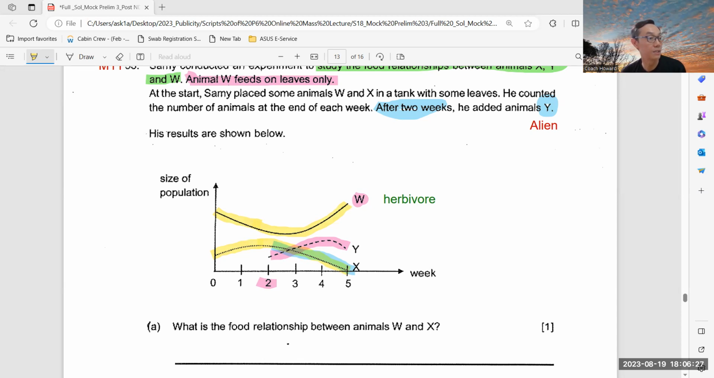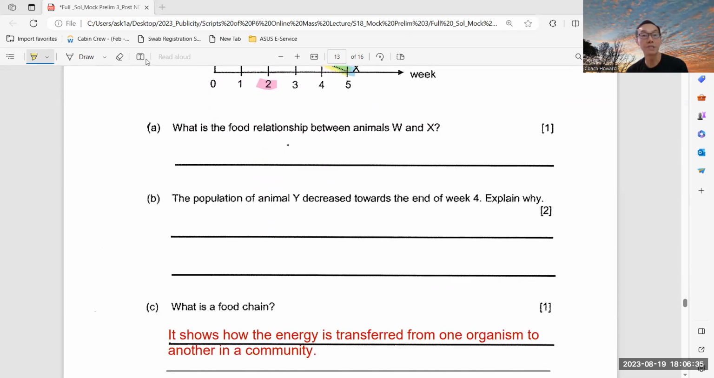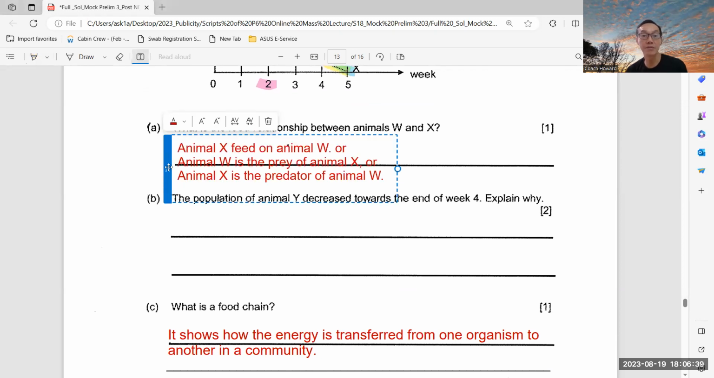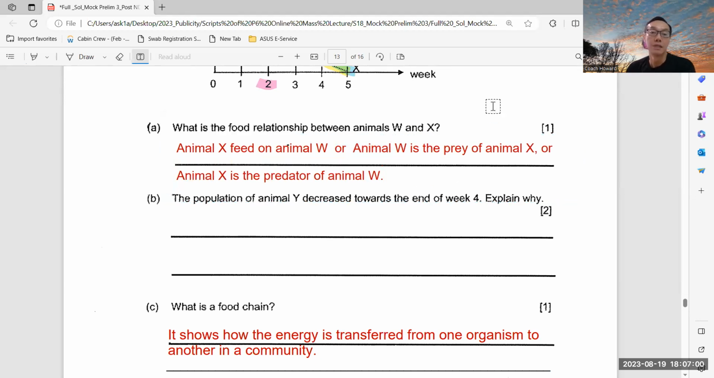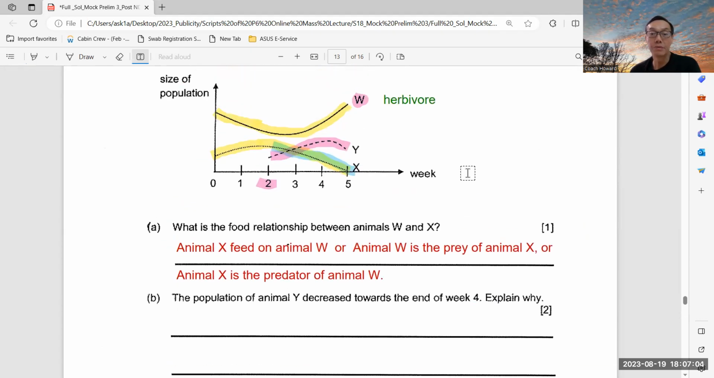So for the relationship, there are many possible answers for this part. I share with you the various possible answers. Actually all very easy. You can say any of these, and any of these answers are acceptable. You can say animal X feeds on animal W, or animal W is the prey of animal X. Prey means being eaten, W eaten by X. Or you can say animal X is the predator of animal W. So any of these.